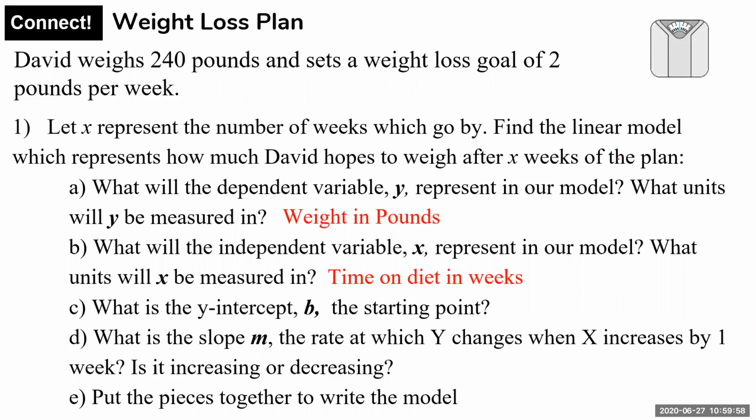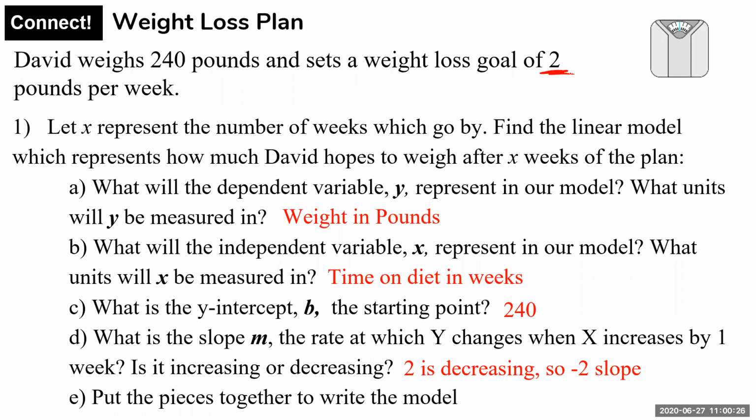The y-intercept is the starting point. So David's weight was at 240 pounds. So that is our y-intercept. Now, what is the slope? The rate of change. The slope is the rate of change. Now, he sets a weight loss goal of what? 2 pounds per week. So this value is going to be negative because that is the rate of change. He sets a weight loss goal of 2 pounds per week. He wants to decrease by what?